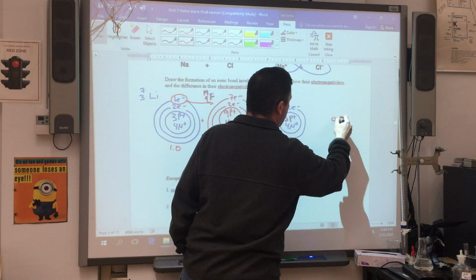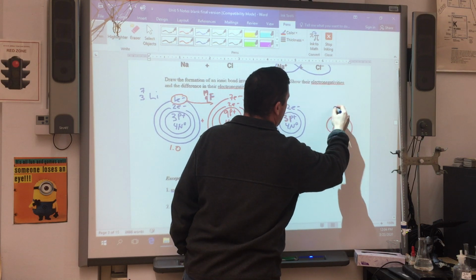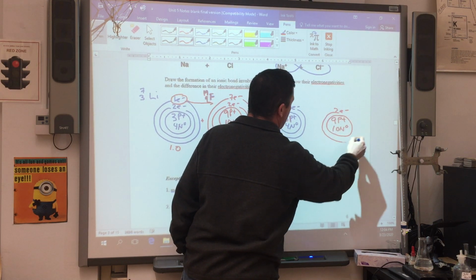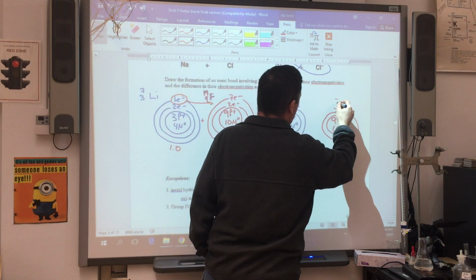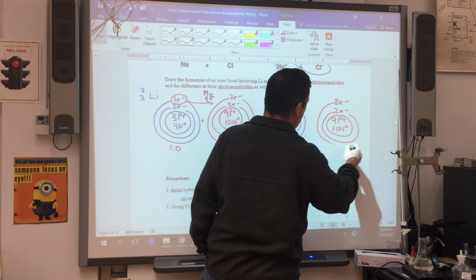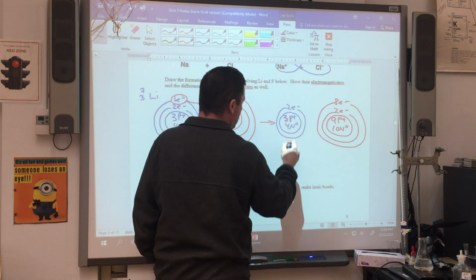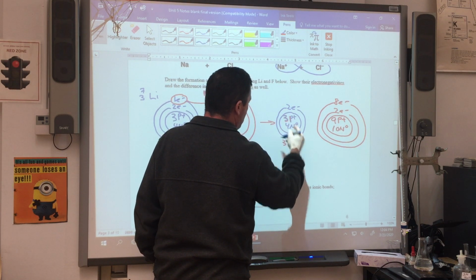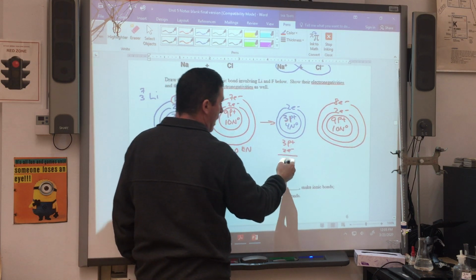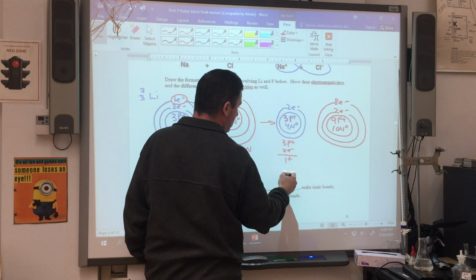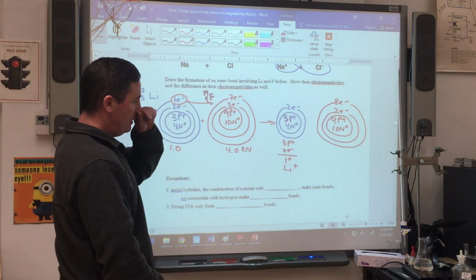Fluorine is still going to have 9 protons and 10 neutrons. It's going to have 2 in the first, and it pulled off that electron. Now it has 8 electrons in its outer shell. So if we add these up, 3 positives, 2 negatives, the positives outweigh, so I've got a +1. That's why I call it lithium plus ion.